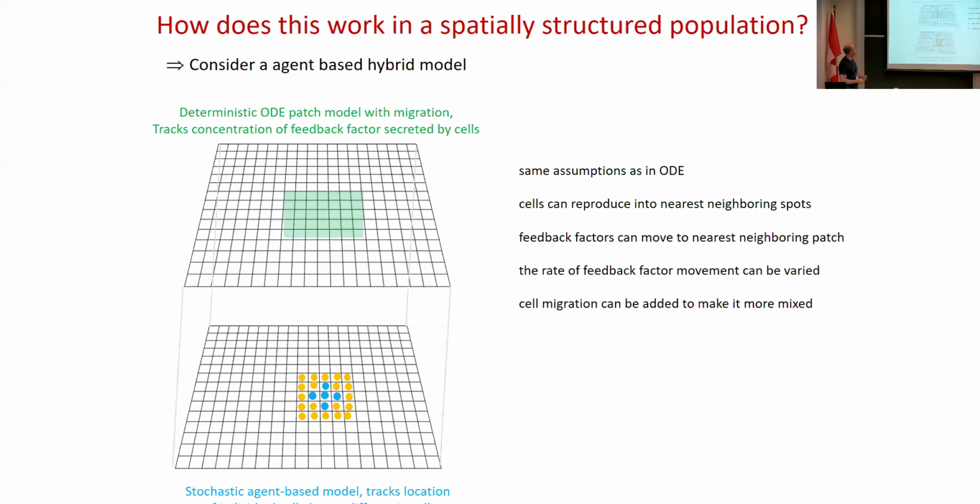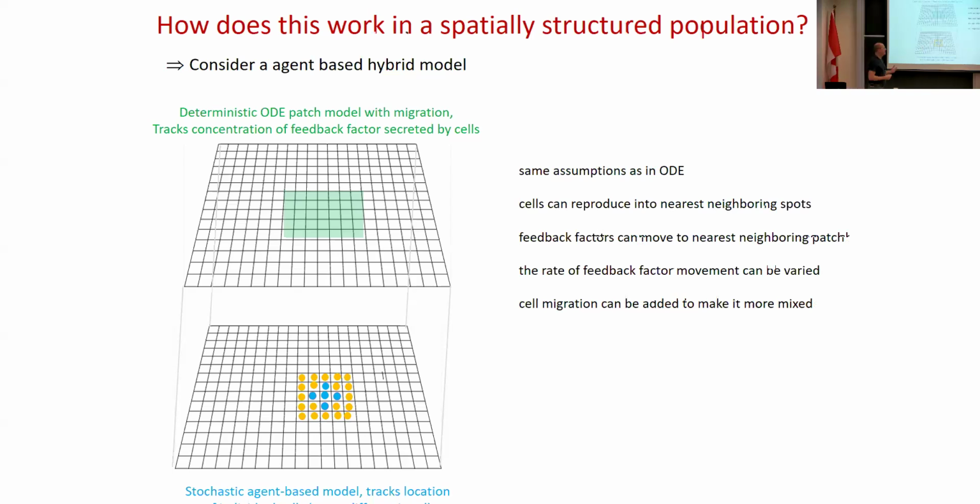What happens in space? So we look at an agent-based kind of model. And this is a sort of hybrid model. We've got kind of two levels here. You've got a grid, a true agent-based model where you place the cells. You've got stem cells and differentiated cells. Each spot in the grid can contain either a stem cell or a differentiated cell or be empty.